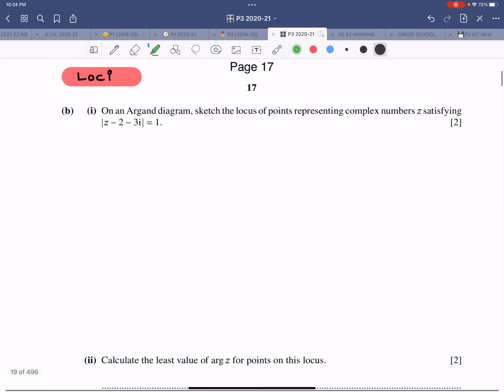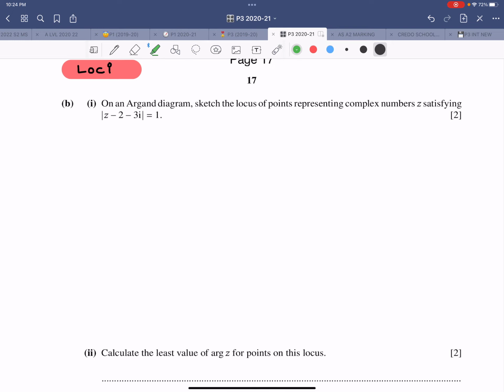Let me move to this one. On an Argand diagram, sketch the locus of points representing this. First of all, modulus on one side, constant on the other. So what is it? This is a circle, and there should be a center, and there should be a radius. So modulus of z minus 2 plus 3i equals to 1.